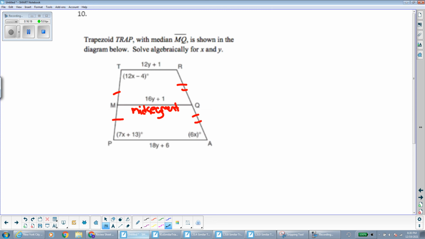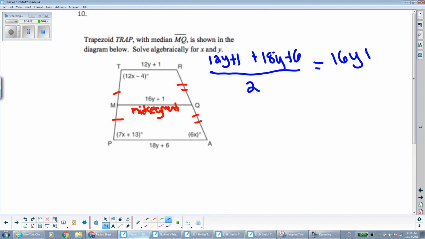We know that when we have the midsegment of a trapezoid, the way that we find the midsegment is we add up the bases and we divide them by 2. So let me do that. Base TR is 12y plus 1. I'm going to add that to the bottom base, which is 18y plus 6. I'm going to divide that by 2, because remember, we add up the bases and divide them by 2. And that gives us the midsegment, which is 16y plus 1.